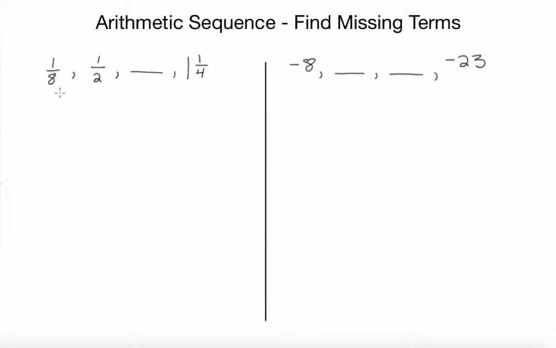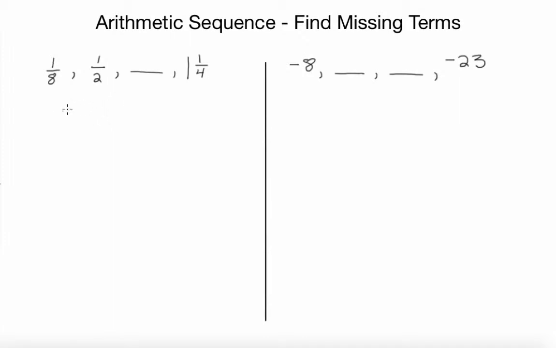We got 1/8 in this first sequence. I'm starting with 1/8 and then I'm getting 1/2. I'm missing a term. I don't know what it is. But the term after it is 1 1/4. And the only thing I know is it's an arithmetic sequence, so I'm adding the same thing repeatedly to get from one term to the next. All right, so let's talk about how to do this here.